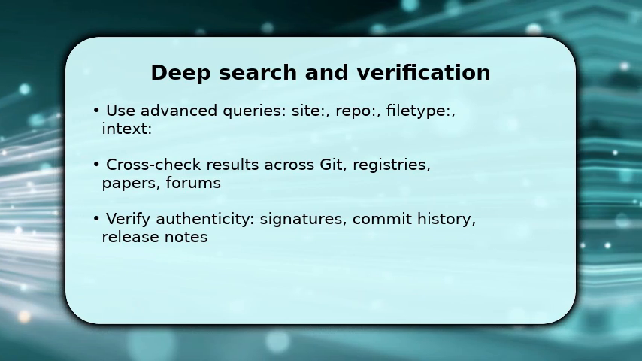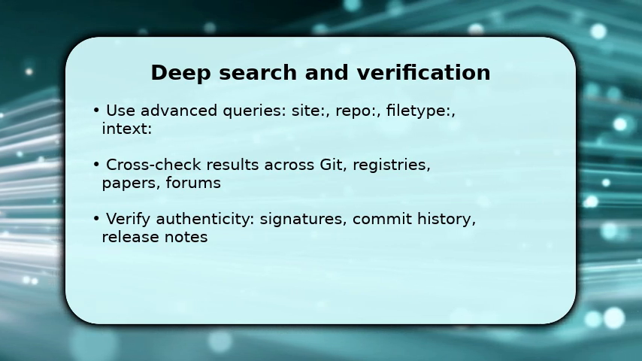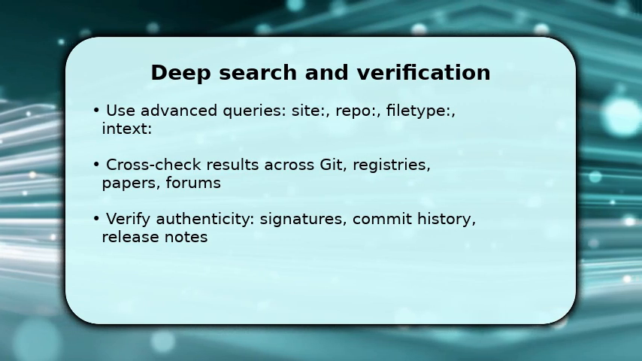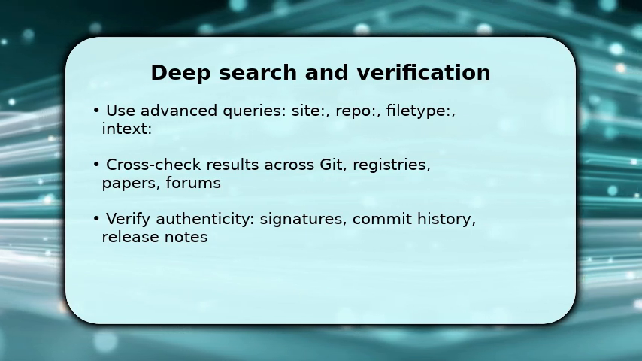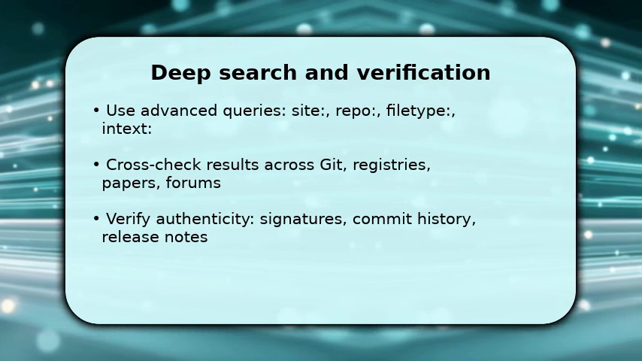You should then cross-check findings across multiple sources: Git hosting, model registries, academic papers, and community forums to corroborate details. Inspect commit history, release notes, and any cryptographic signatures to verify authenticity. If you find forks or mirrors, compare diffs to confirm which branch is original.